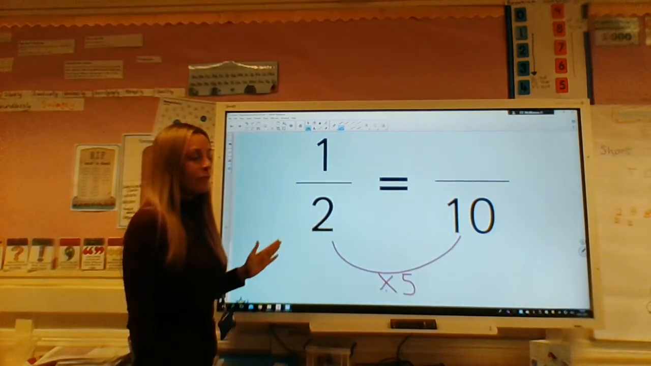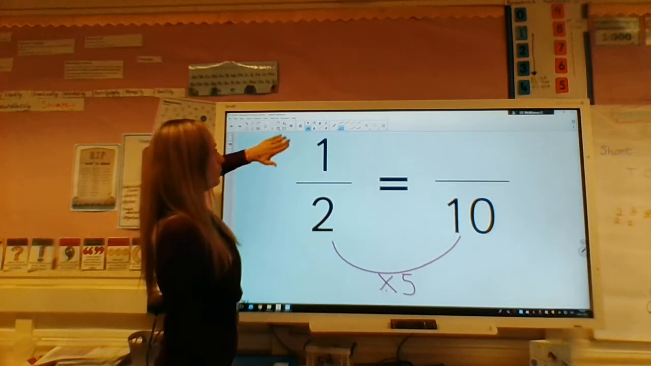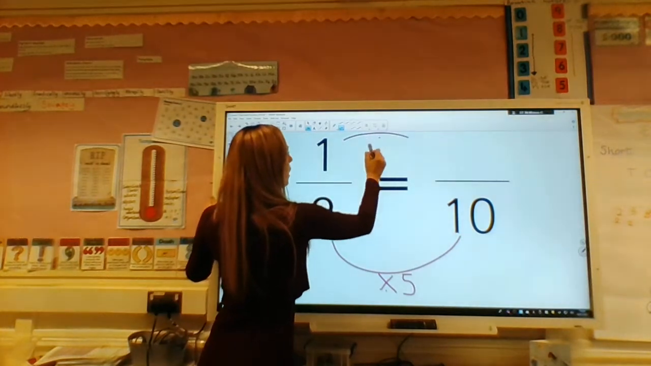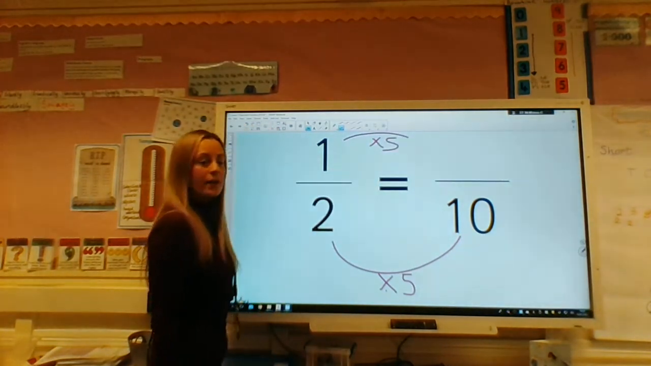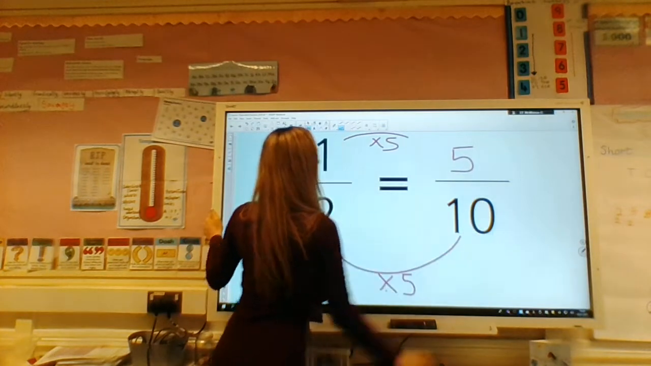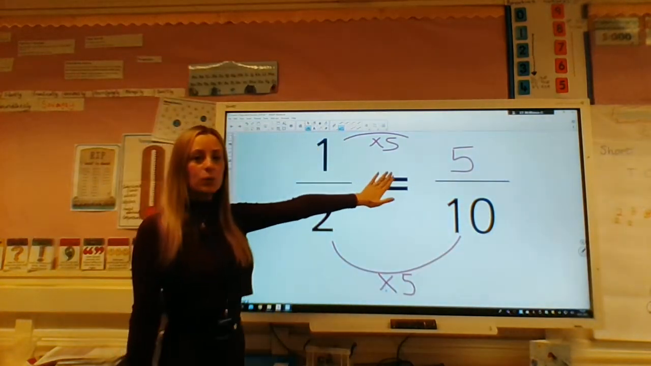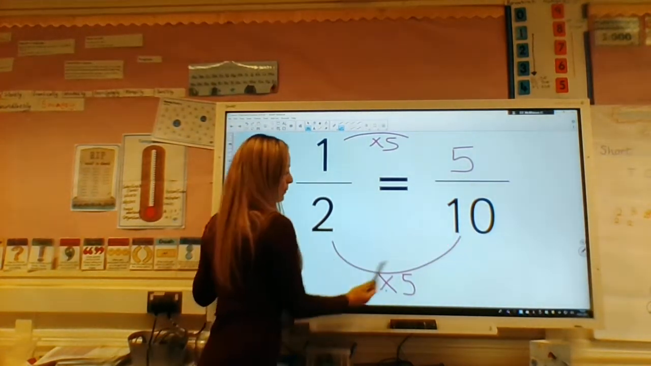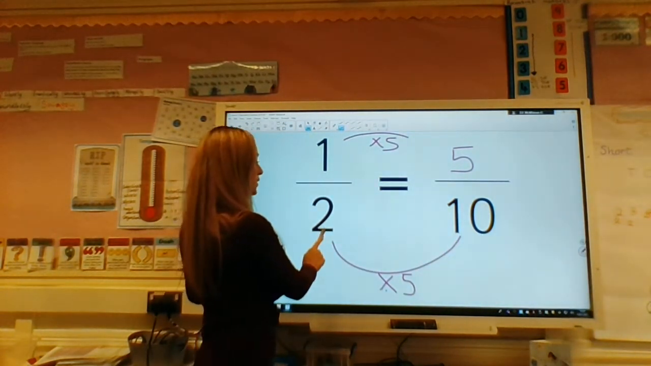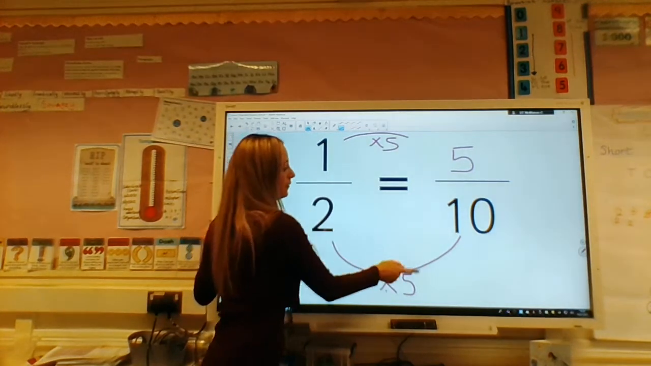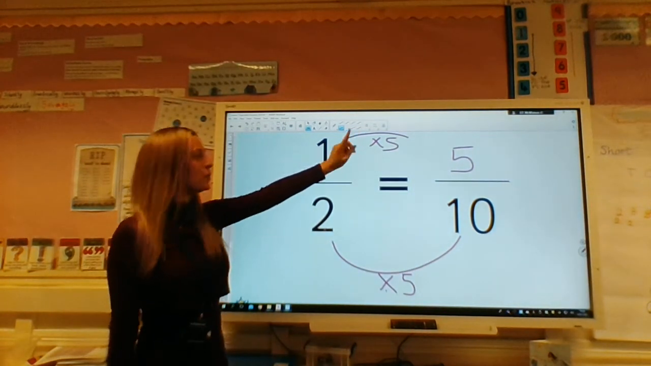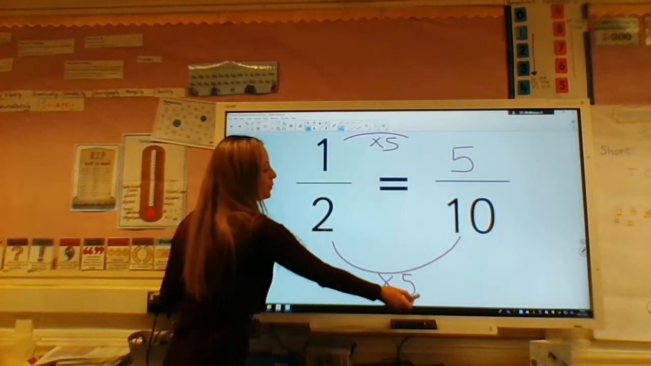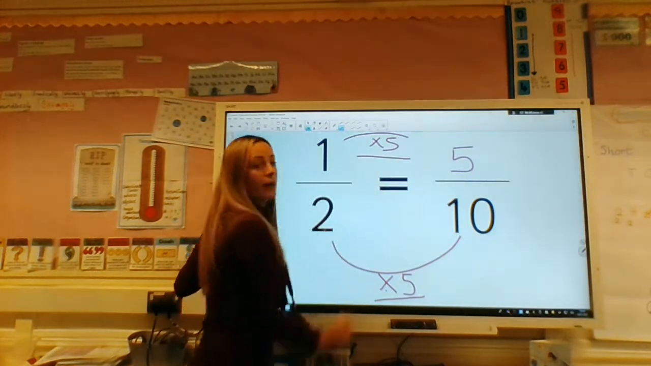So to keep them equivalent fractions, what I need to do is multiply the numerator by 5 to get an equivalent fraction. So what is 1 times 5? Well, it's 5. So 1/2 is equal to, or equivalent to, 5/10. If I multiply the bottom number by 5, so if I knew that 2 goes into 10 5 times, but then I decided to multiply the top number by 6, that would not be an equivalent fraction, because whatever you multiply the bottom by, you multiply the top by.